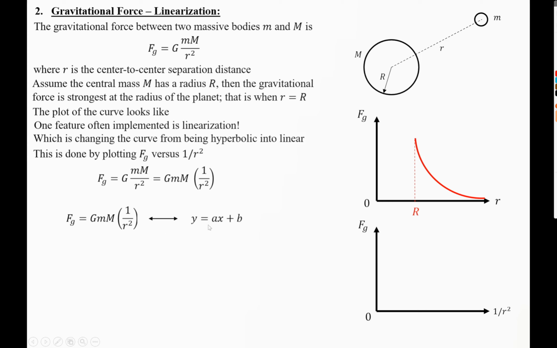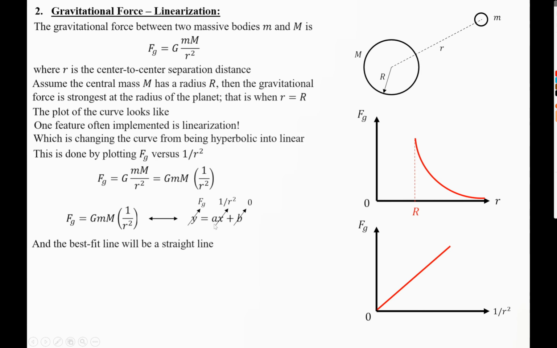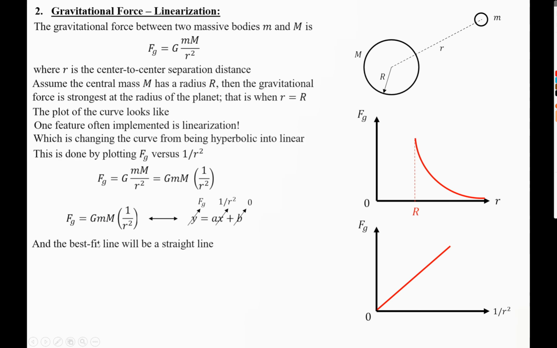And if you compare it with the equation of a straight line, which is given by y equals ax plus b, we can notice that y represents the pull of gravity, and the variable x represents 1 over r square, and the y-intercept would in this case be 0, because here we don't have anything, which means it's plus 0, and the slope would be identified by this term, which is GMm.